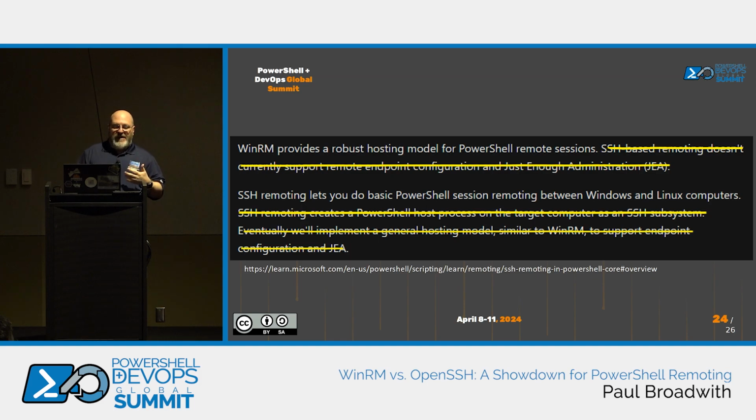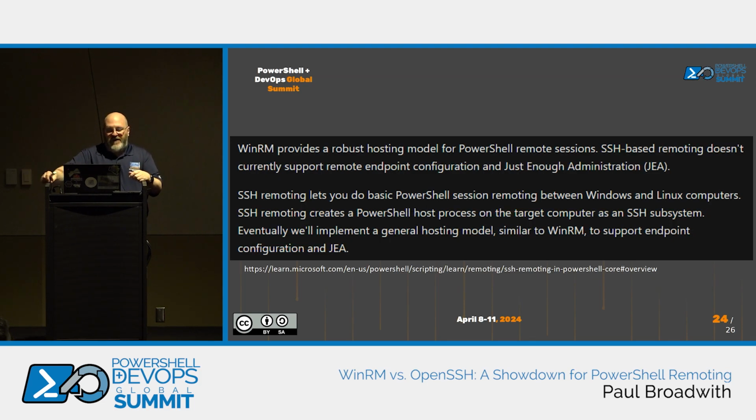The important bit for me is that WinRM provides a robust hosting model for PowerShell remote sessions, and SSH remoting lets you do basic PowerShell session remoting between Windows and Linux computers, or Windows and Windows computers, as we've done here. But there's a bit at the bottom that says eventually we'll implement a general hosting model similar to WinRM to support endpoint configuration in JEA. So it's coming, or it should be coming. They've talked about it coming. So that's probably in its future.